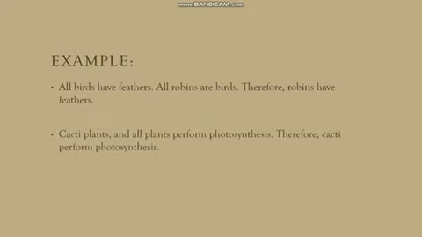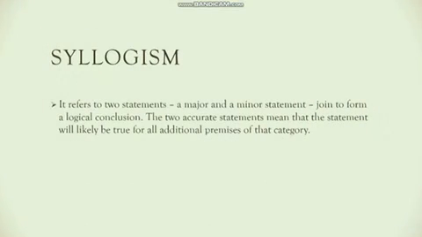All birds have feathers. All robins are birds, therefore robins have feathers. Cacti are plants and all plants perform photosynthesis, therefore cacti perform photosynthesis. Syllogism refers to two statements, a major and a minor statement, joined together to form a logical conclusion. The two accurate statements mean that the statement will likely be true for all additional premises of that category. Syllogism applies in deductive reasoning because there are two or more accurate statements involved.